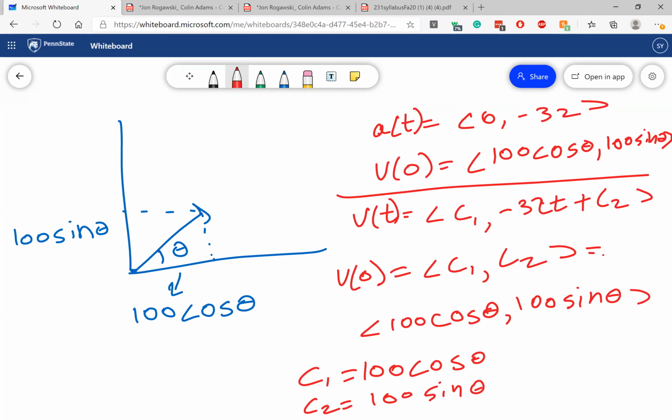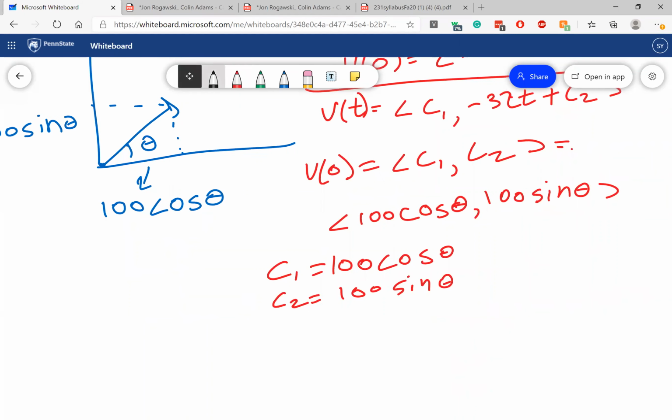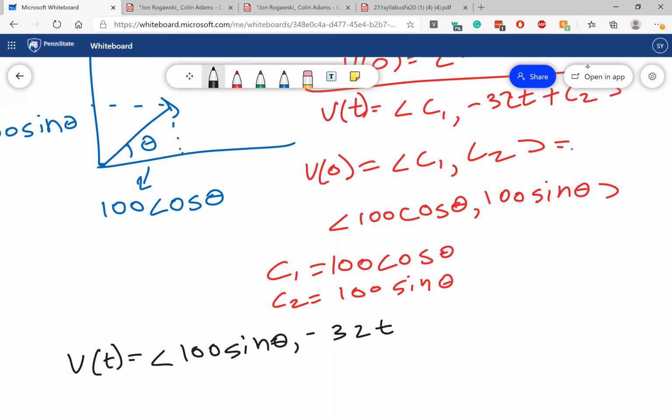Okay, let's continue. So that would give us that our V of t is going to be equal to 100 sine of this angle minus 32t plus 100 cosine. So 100 cosine minus 100 sine.